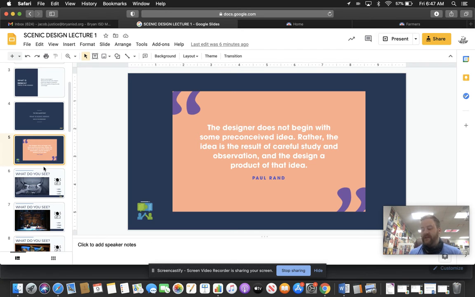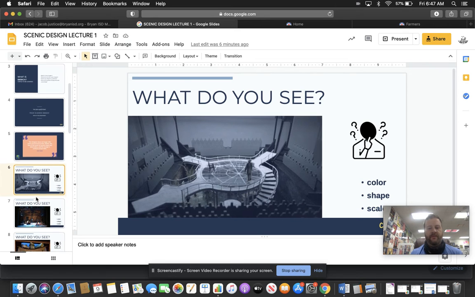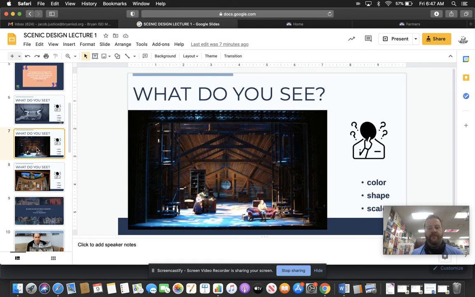So the next 3 slides, I just want you to write what you see in these set designs, okay? There's the first one. Look at the color, shape, use of lines, the scale. Scale is how big or how small some things look and how they give more room or angles to certain things. Here's the second one.